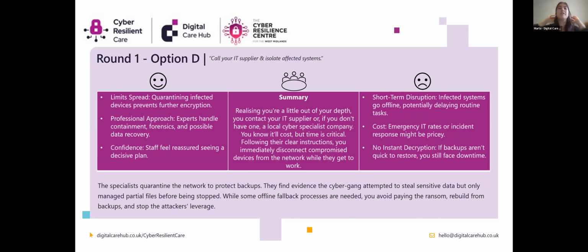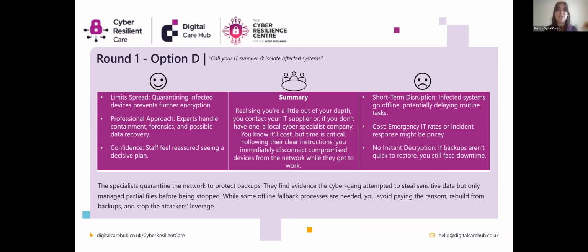Option D, which will be the most correct answer in this scenario, the benefits of calling your IT supplier and isolating affected systems. Obviously, it limits the spread, so you quarantine the infected devices and prevent further encryption. Your professional approach, so there are experts involved that handle the containment, the forensics, and possible data recovery, and the confidence, so you can feel confident, and your staff can feel reassured, that there is a plan and it's being followed throughout. The negatives, of course, there's a short-term disruption.